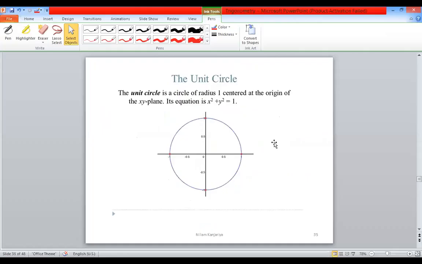This is your circle. I'm standing here. Every quadrant, this is your quadrant 1, 2, 3, 4. This is your first quadrant. It's your second quadrant, and third and fourth.